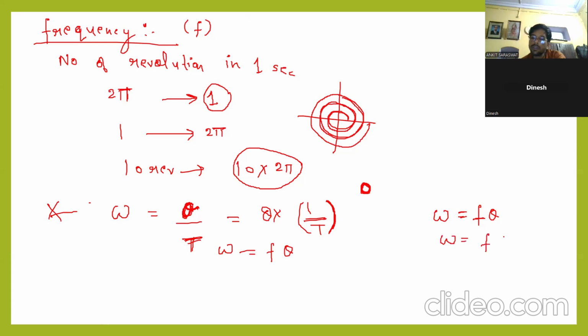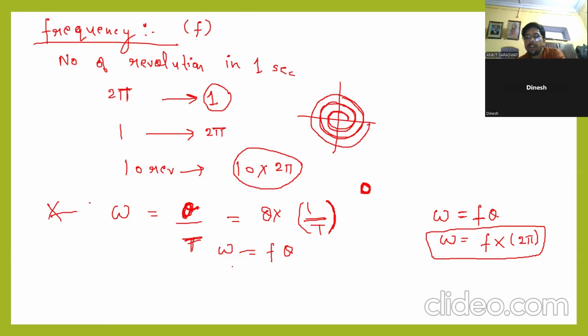If you look carefully, this theta will be 2 pi. This is the formula. In 1 round, how much is theta? 2 pi. So 2 pi f. This is known as angular frequency. Omega means the rate of change of angular displacement. So in 1 second, how much is theta? That is 2 pi f.